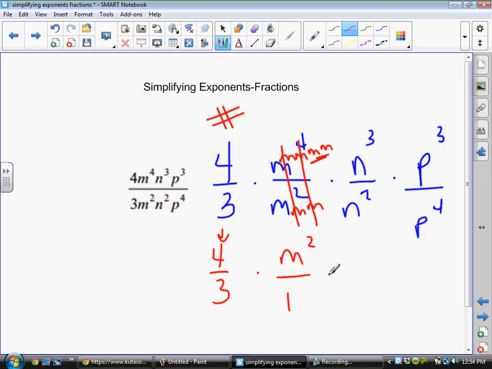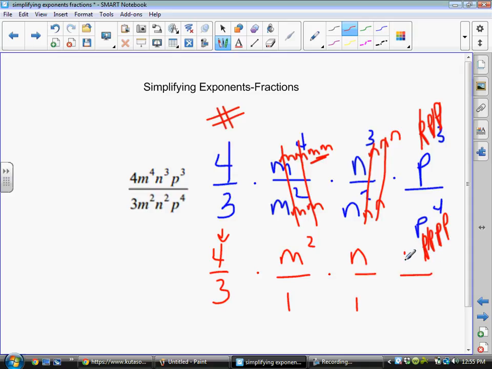Next, let's look at our n's. So I have 3 n's. I have 2 down here. I can cross them out. If they're the same on the top and bottom, I have 1 n left on the top, and just the number 1 we'll put on the bottom. Last, we have the p's. 1, 2, 3 of those, 4 of these. I'm going to cross them out if they're the same on the top and bottom. So I have 1 p on the bottom remaining. It's very important if it's staying on the top or the bottom, the numerator or the denominator of the fraction.